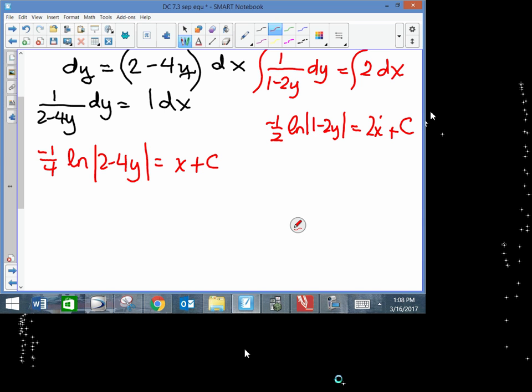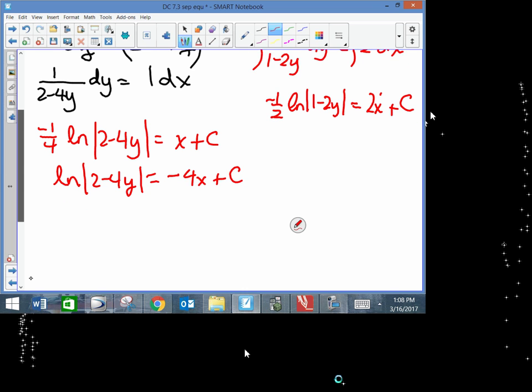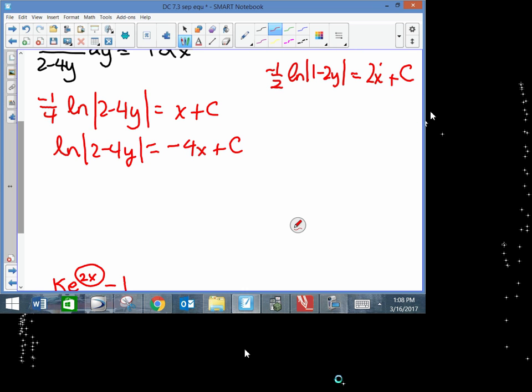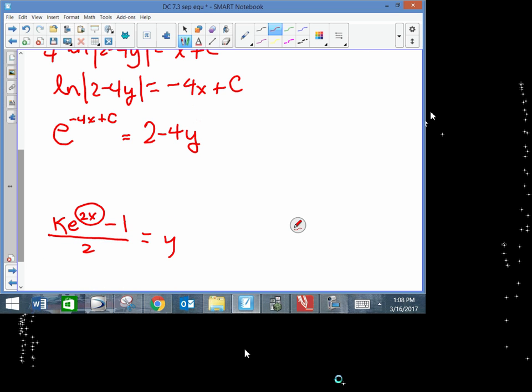Okay. What'd you do with the negative 1/4? Oh, that's what I lost, is my negative 1/4. Okay, so that's what over here? Negative 4x plus c, because the constant times negative 4 is still the constant. Okay, now we do the e thing. E to the negative 4x plus c equals 2 minus 4y. That is positive. We can drop the absolute values. And then e to the c is your k.